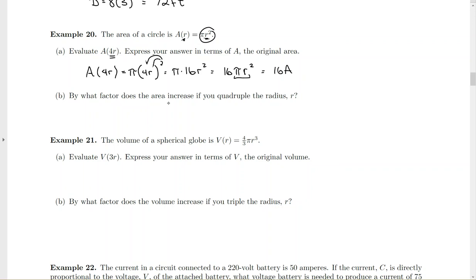By what factor does the area increase if you quadruple, that's what we did here, quadruple the radius? What happened to my new area? Well, it increased by a factor of 16.